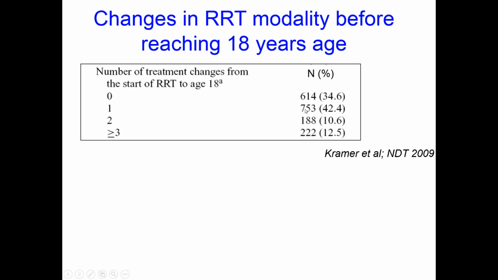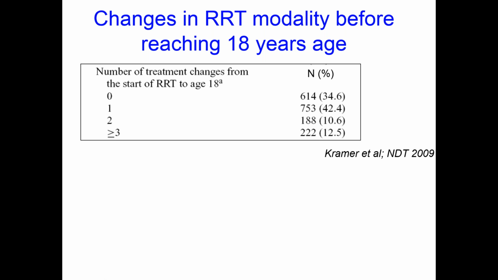So you could argue that in the best case scenario, they've had a preemptive transplant, or they've gone from one type of dialysis modality to a transplant. However, you see that 25% of patients have actually had 2 or even more than 3 different changes of dialysis modality before they have their transplant.